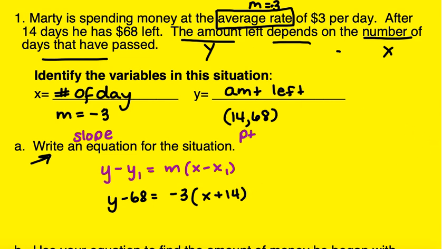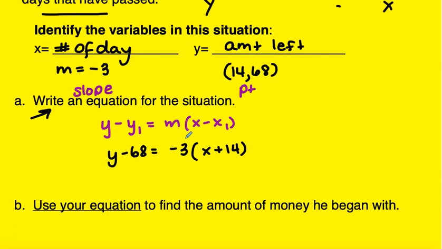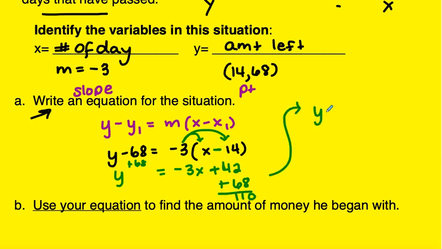All right, now these are functions, and we usually like to write them in function form. So that means y equals mx plus b. So I'm going to actually put this in y equals mx plus b. So I'm going to distribute my -3, giving me -3x plus 42. I'm sorry, it was minus 14. I put a plus. Made a little mistake there. Hopefully you caught me. So that becomes plus 42. And then I'm going to add the 68 to the other side. So it's going to be plus 68. And that's going to give me 110. So my equation is going to be y equals -3x plus 110.